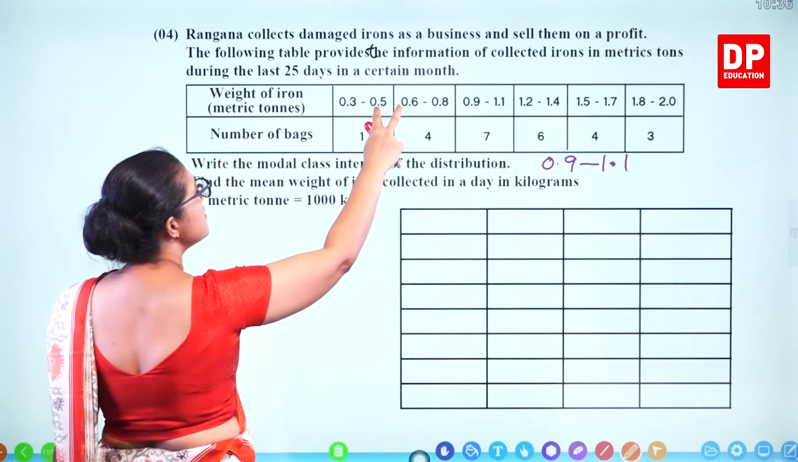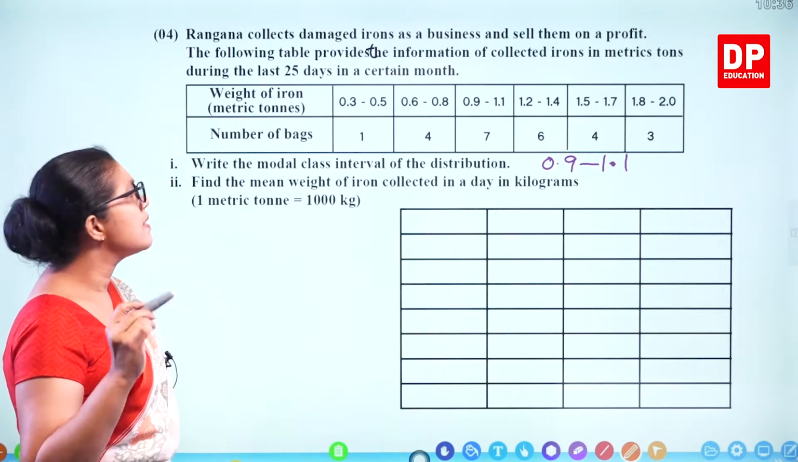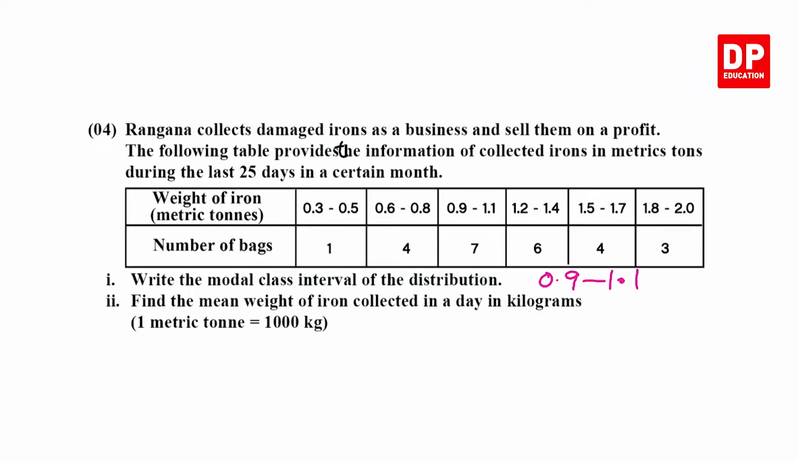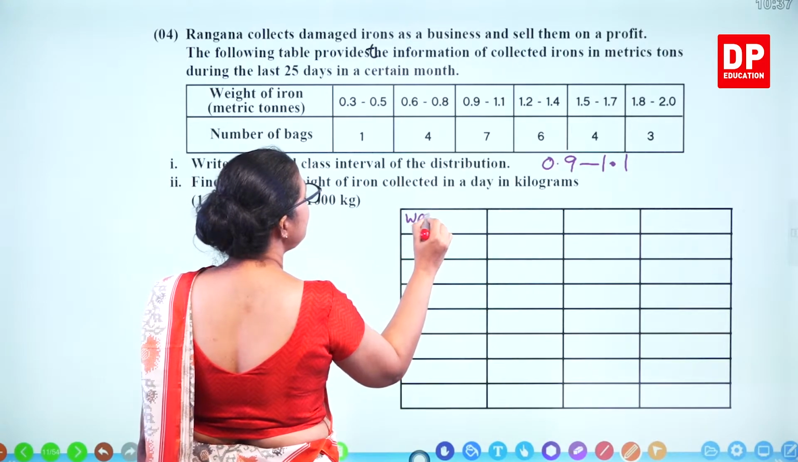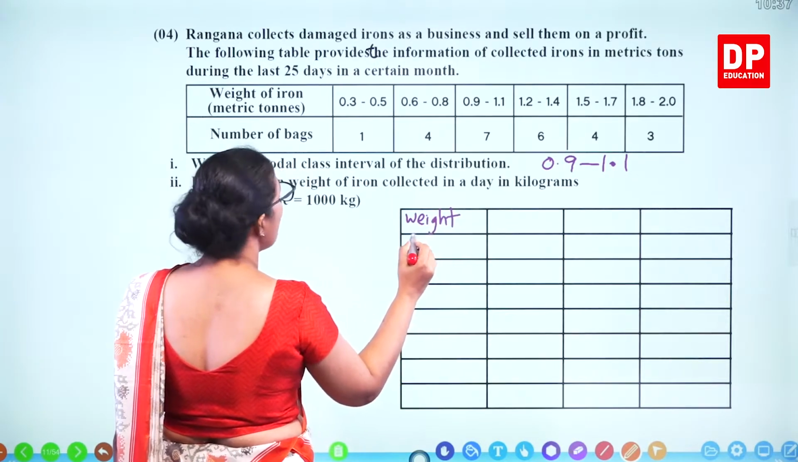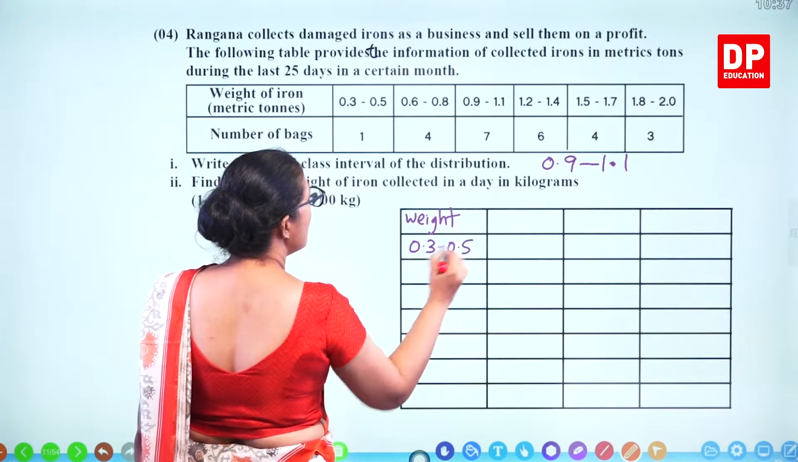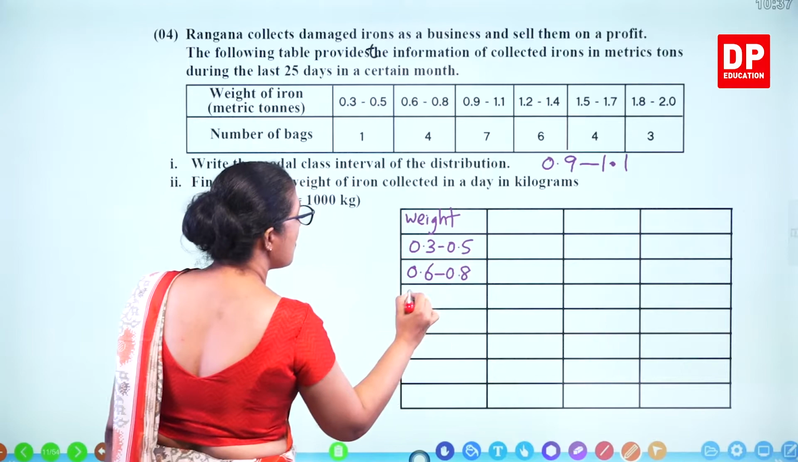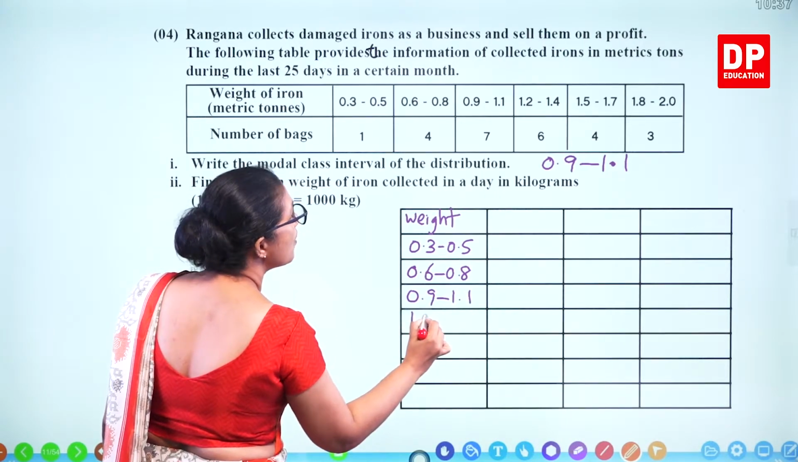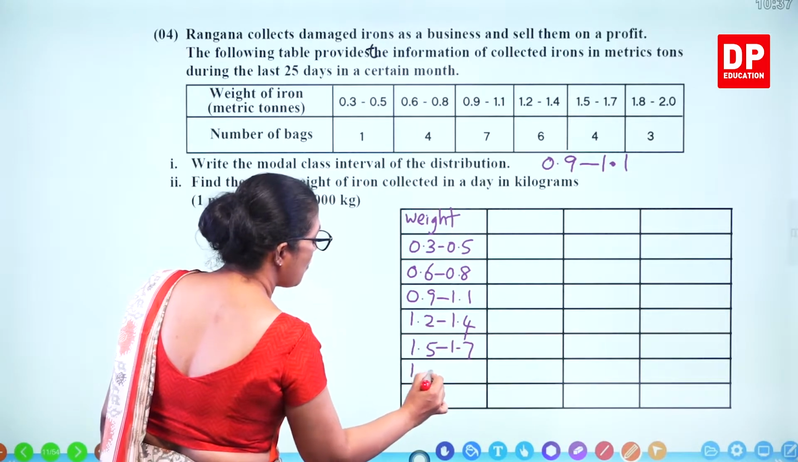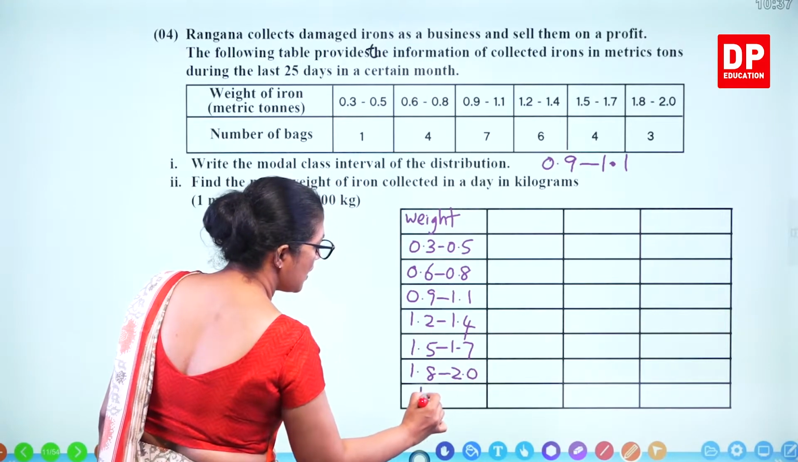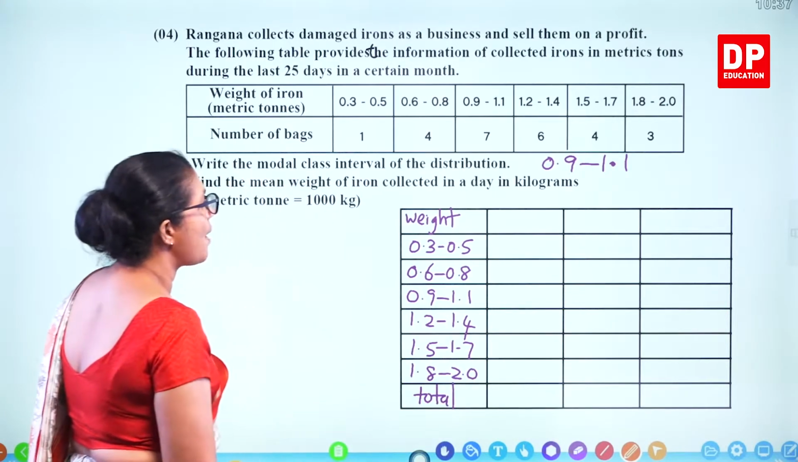And look at these intervals. There's a gap, so class limits are given. Find the mean weight of iron collected in a day in kilograms. 1 metric ton is 1000 kilograms. So we can create the table. This is weight. 0.3 to 0.5, 0.6 to 0.8, 0.9 to 1.1, 1.2 to 1.4, 1.5 to 1.7, 1.8 to 2.0, and we can write down the total there.